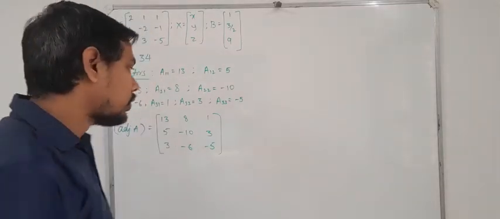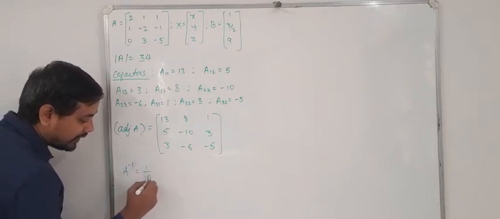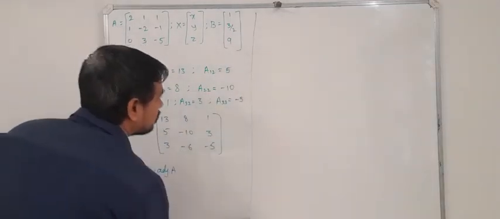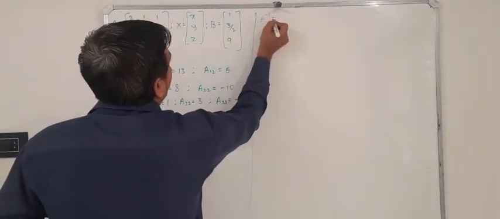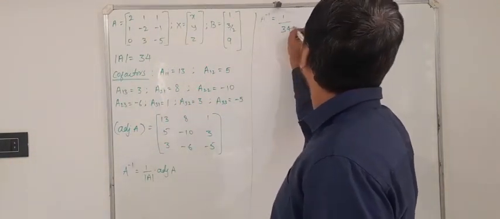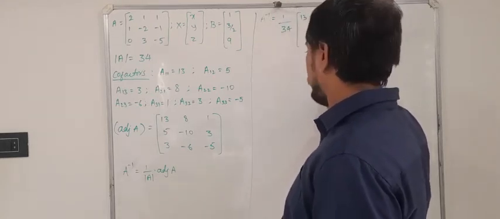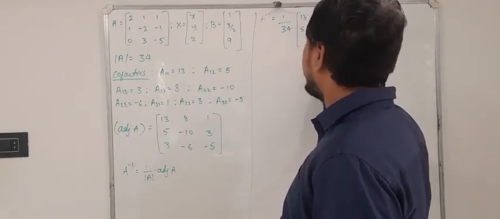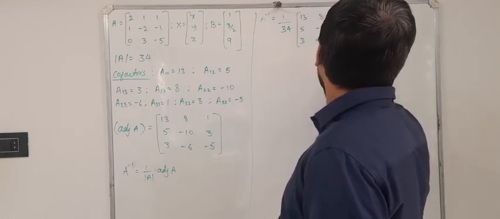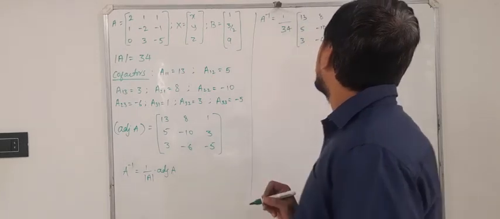So A inverse is what? A inverse is 1 over determinant A into adjoint of A. So how do we get A inverse here? A inverse is 1 upon, what is determinant A? 34 into adjoint A. That is 13, 8, 1, 5, minus 10, 3, 3, minus 6, minus 5. This is the required A inverse.